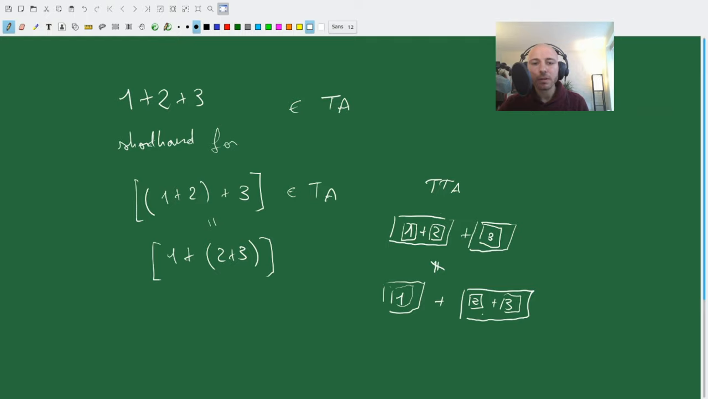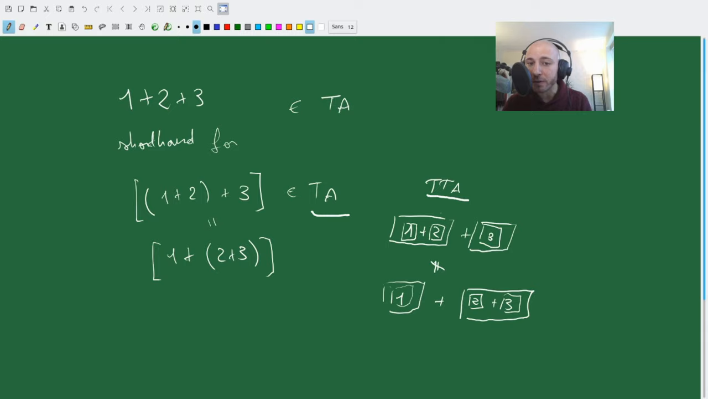So, in TA, once you remove the boxes, you get to TA, and these two things agree. That's why you're allowed not to write the brackets. But as elements of TTA, these things are different, okay?